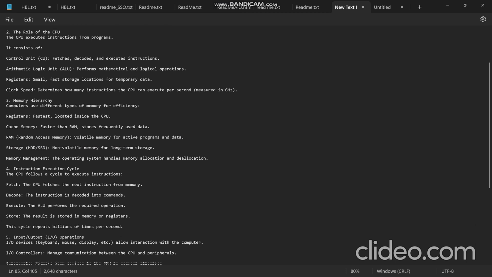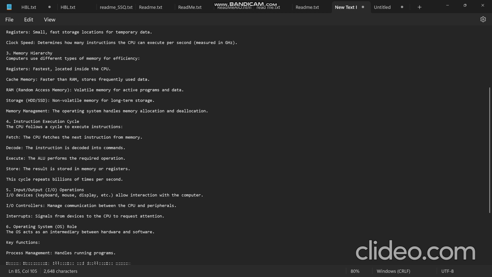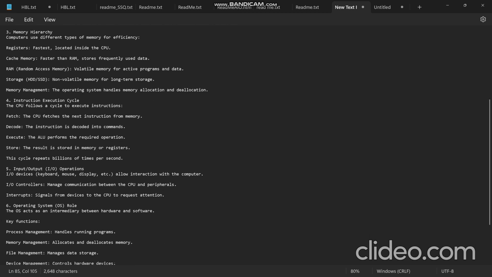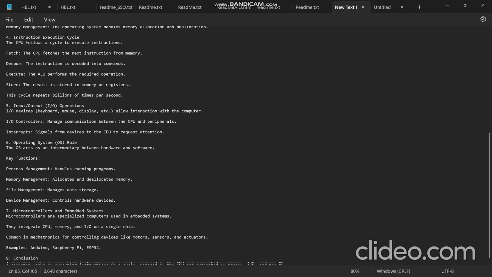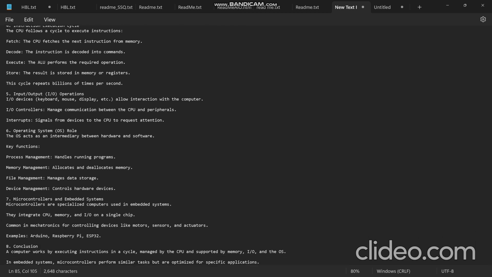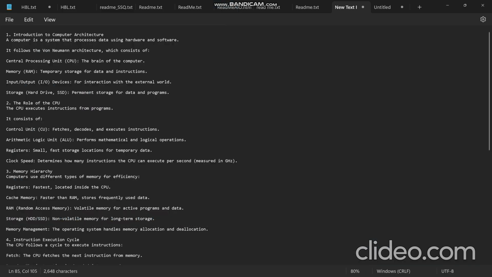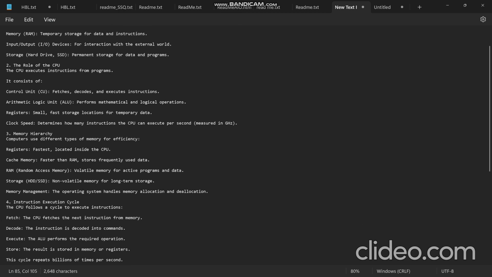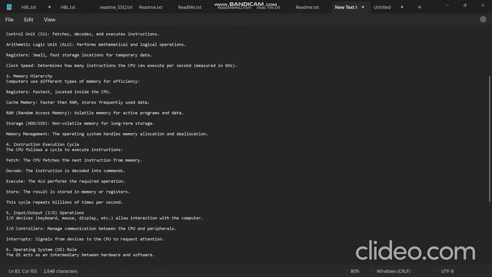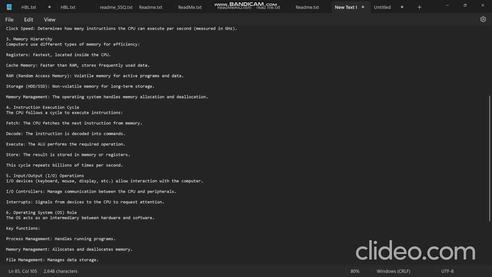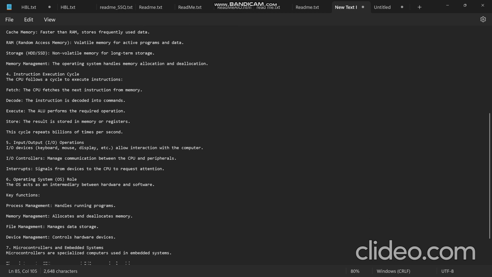Microcontrollers and embedded systems. Microcontrollers are specialized computers used in embedded systems. They integrate CPU, memory, and I/O on a single chip. Common in mechatronics for controlling devices like motors, sensors, and actuators. Examples: Arduino, Raspberry Pi, ESP32.